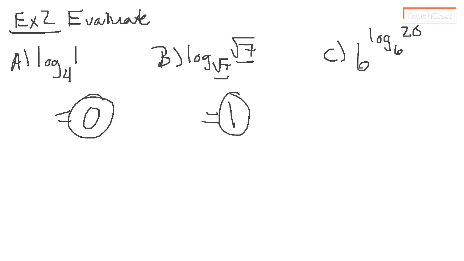C here looks like the second part of that third property, where we had a to the log of base a of x. So if these numbers right here are the same, our answer is just going to be whatever the power is. So our answer here is going to be 20. Not the power. It's going to be this portion right here.